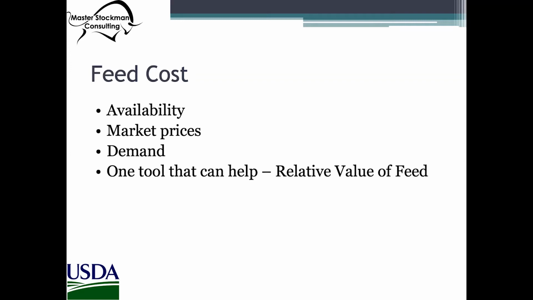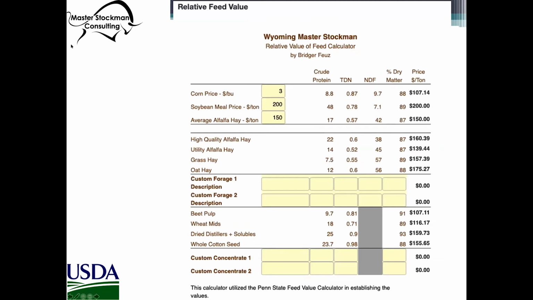And so one tool that we developed that can really help you is this relative value of feed. So this calculator is here. It's the relative value of feed calculator. And the way it works is, you go out and look up your local corn price, soybean meal price, and alfalfa hay price. So that's what's entered here. The corn price, we have it in at $3 a bushel, soybean meal price at $200 a ton, and alfalfa hay at $150 a ton. And that's for mid-grade alfalfa. And then these are the values associated with it. So crude protein, TDN, NDF, and percent dry matter. So this gives a value of what that is really worth per ton.